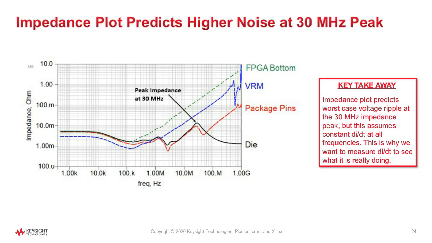Voltage ripple is the impedance times the dIdt dynamic current. So the prediction is that if the peak at 30 megahertz is excited, it will create more voltage ripple than the load switching faster at 200 megahertz with 4 times the current. But this assumes there is the same dynamic current at both frequencies. Is this true? Let's go find out.